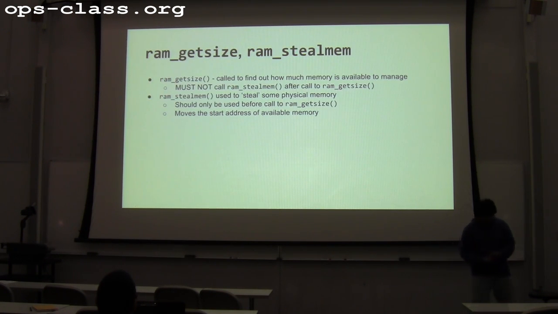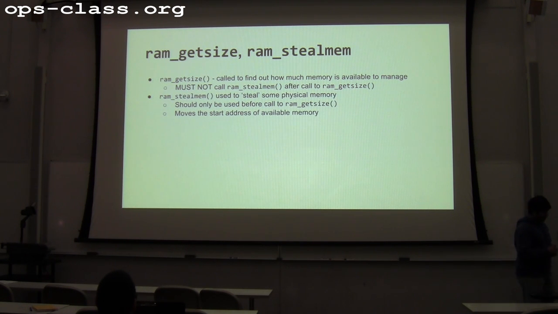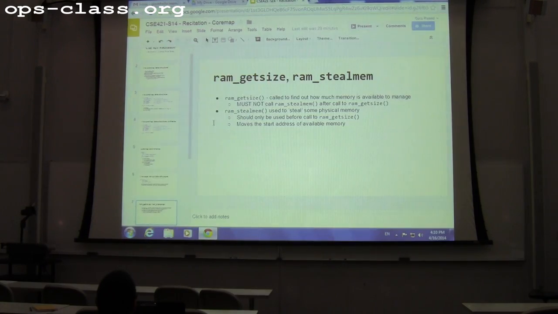So allocation of the core map has to happen very early, right? And the reason is, if you look at, let me just pull up the boot process.